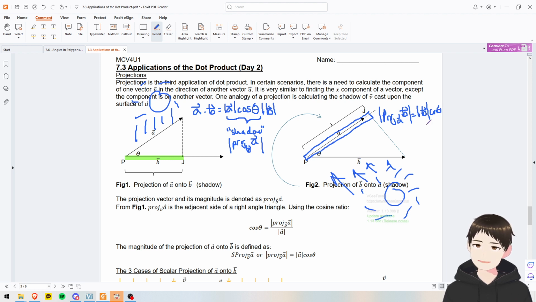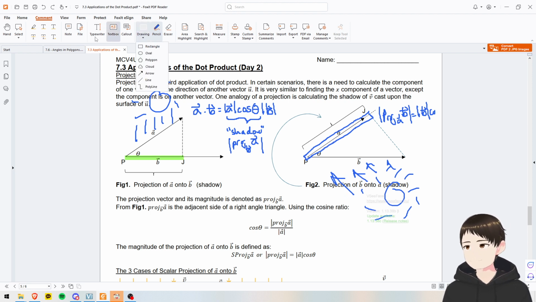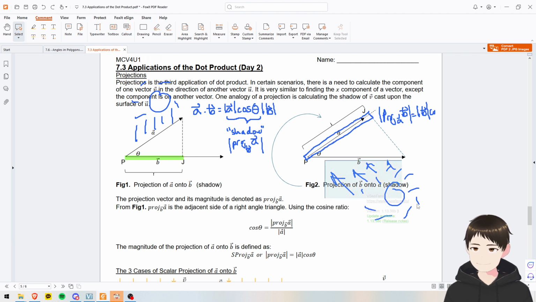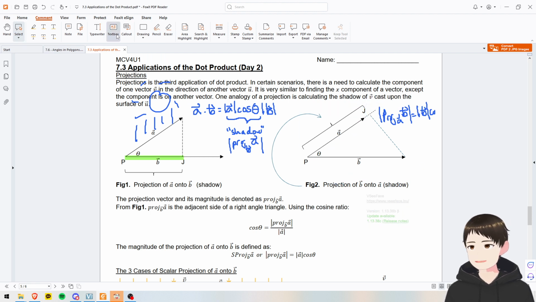Now you might be wondering, where does that come from? We'll get to it in just a second. It's literally just the cosine ratio of adjacent over hypotenuse. Let's continue on. Let me erase this sun. It's sort of distracting. Here we go.